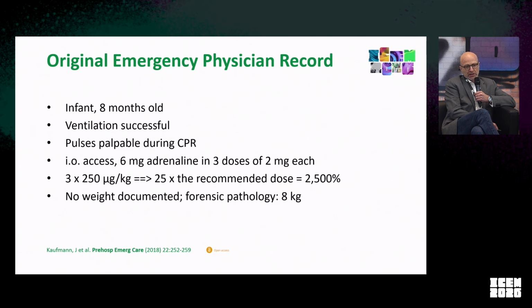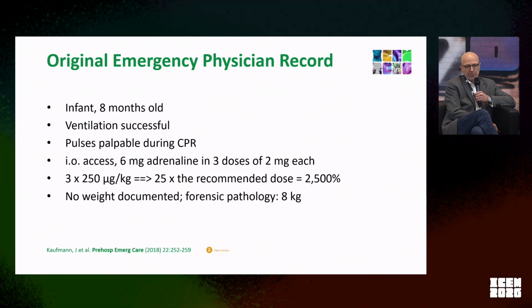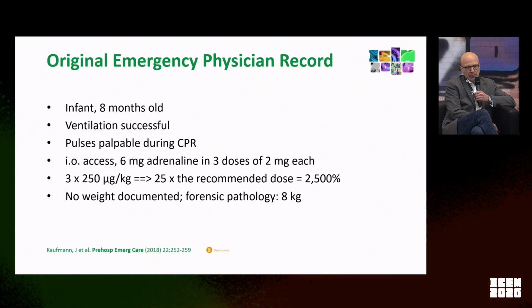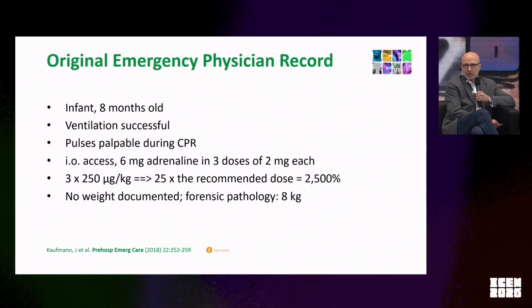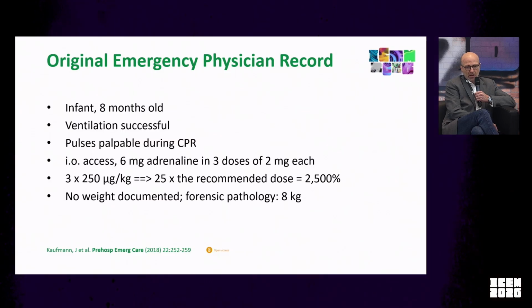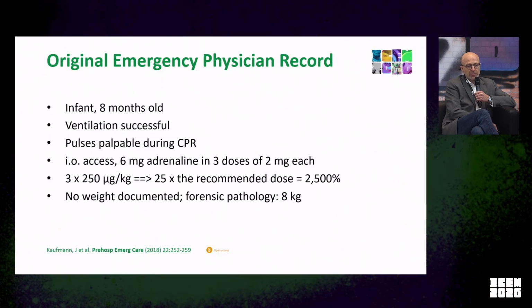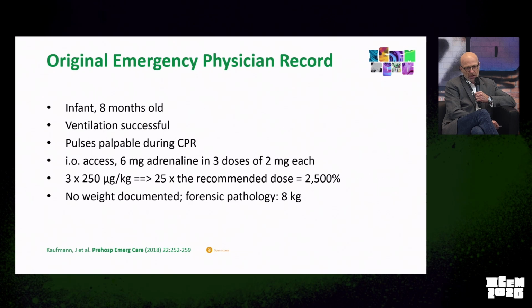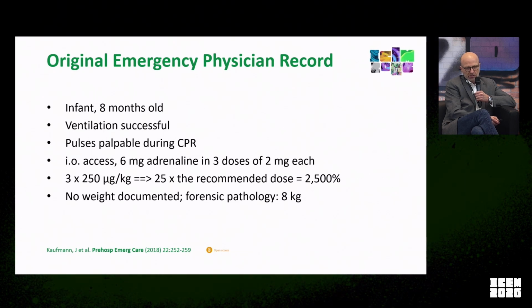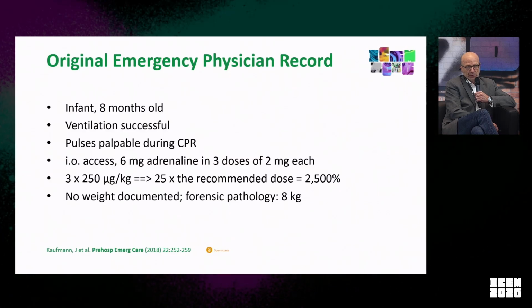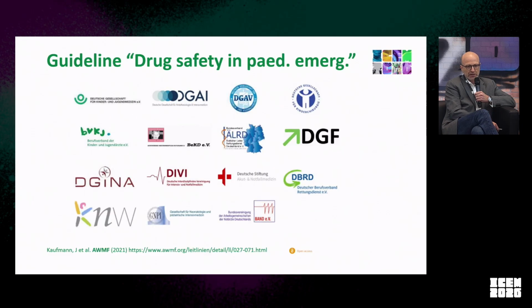One of the cases was an 8-month-old child, found by the parents in the bed, not responsive, and ventilation was successful. This is the most important step for resuscitation in an infant. Pulses were palpable. We had an IO access, but the drug dose was 250 micrograms per kilogram. So this is a 2.5-fold tenfold error, and the child did not survive. This is not a blaming of the physician who did that, but it really shows that we need to address this.